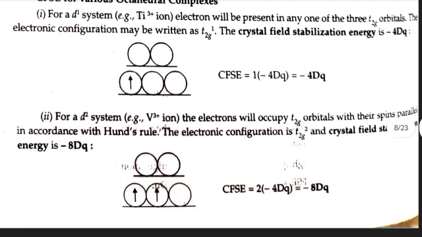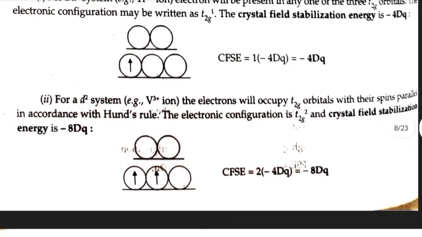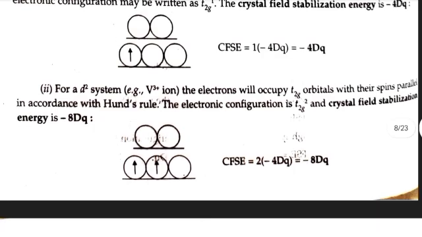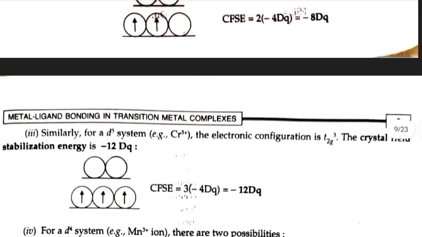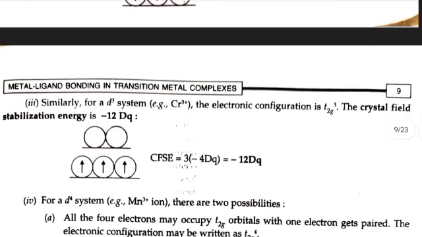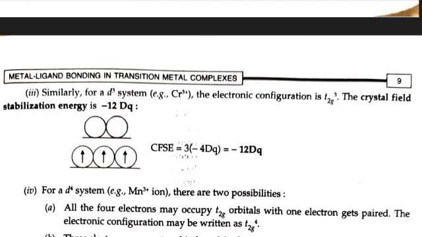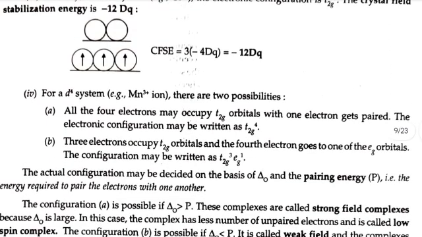For a d2 system, the electrons will occupy t2g orbitals with their spins parallel in accordance with Hund's rule. The electronic configuration is t2g2 and the crystal field stabilization energy is minus 8 Dq. Similarly, for a d3 system, the electronic configuration is t2g3. The crystal field stabilization energy is minus 12 Dq. For a d4 system, there are two possibilities.